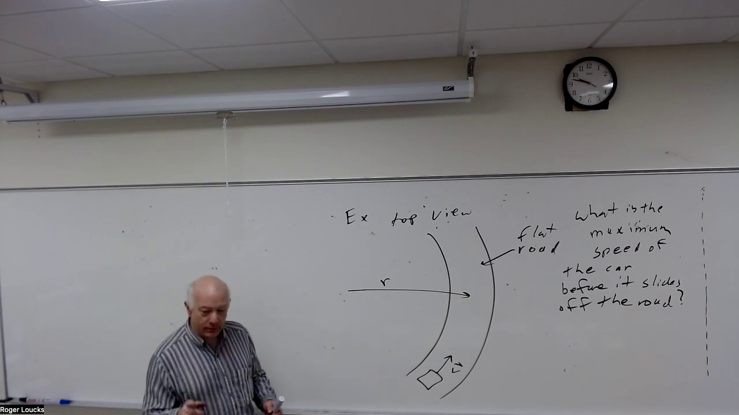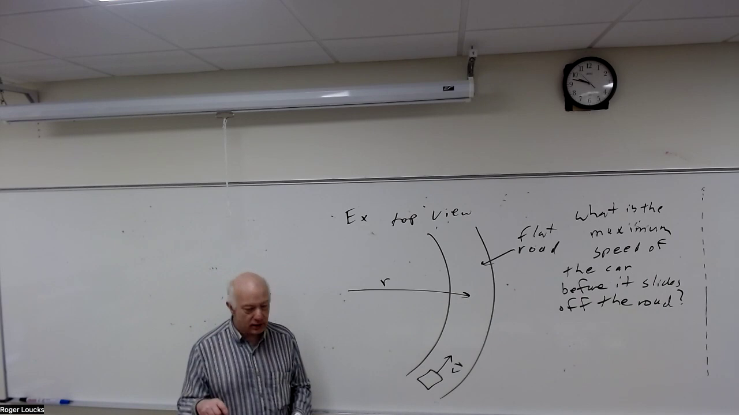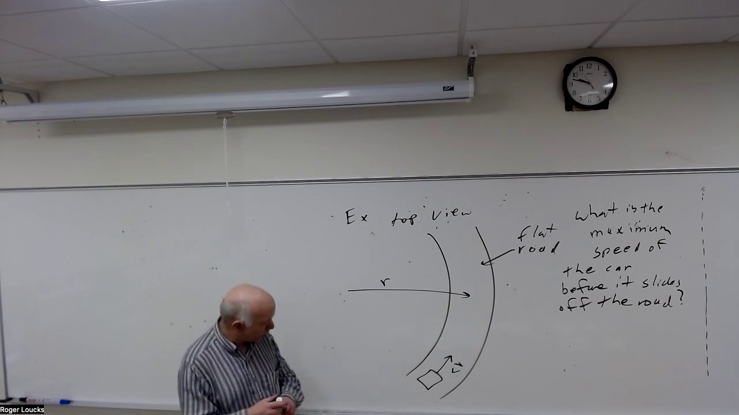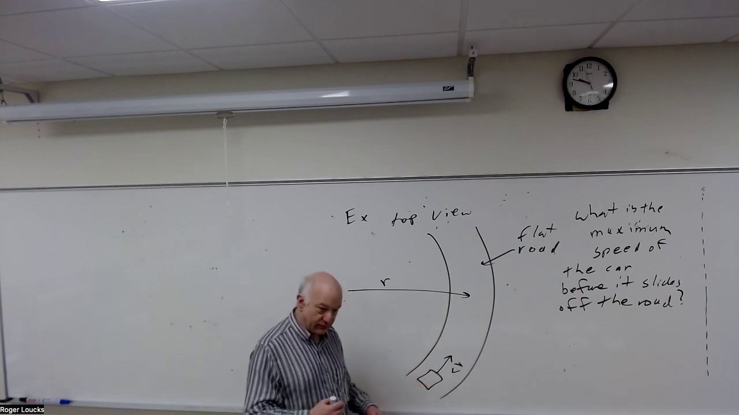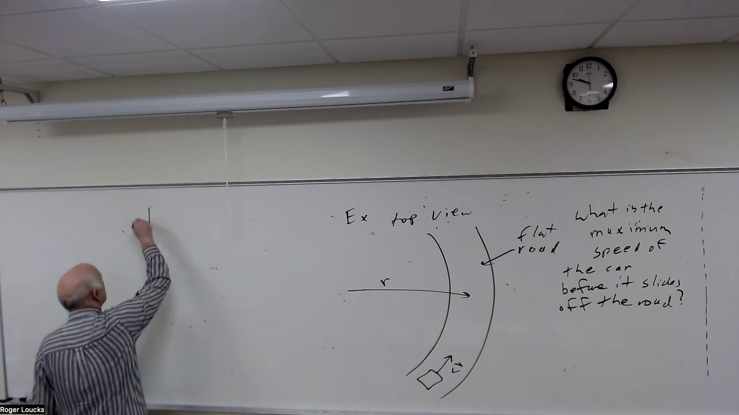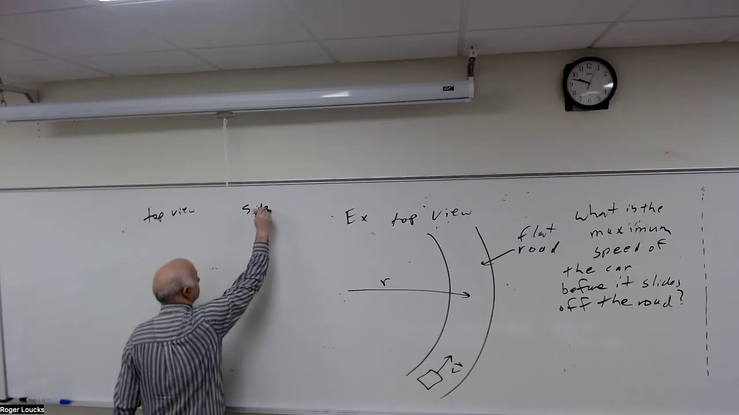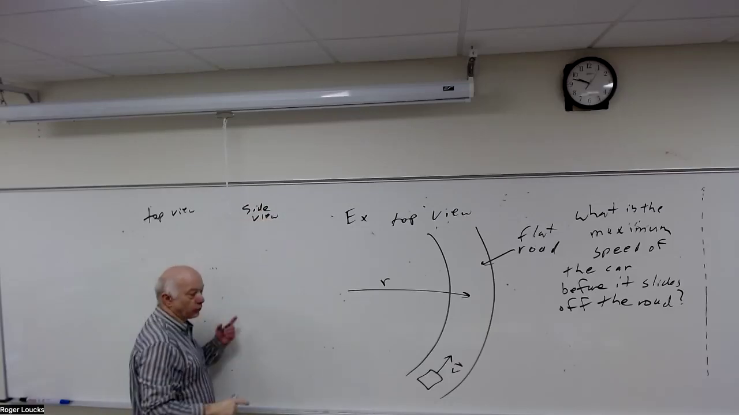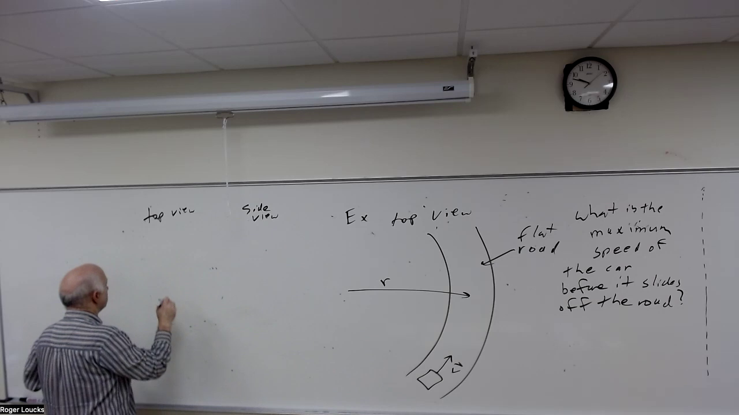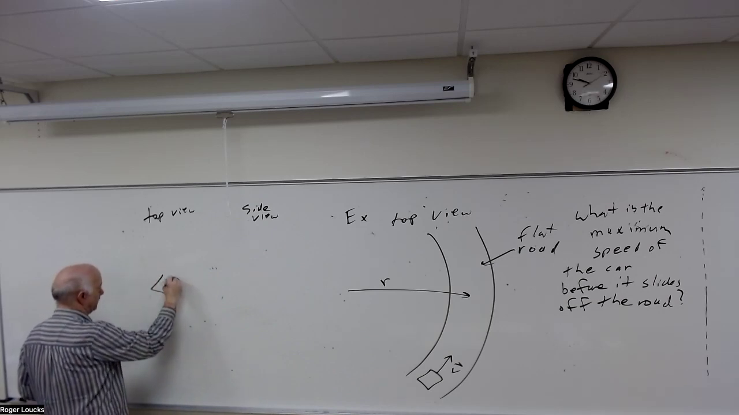Yes, it's a free body diagram. Now this one's going to be a little on the tricky side because I'm going to draw two different diagrams. I'm going to draw a top view, then a side view. So let's draw the top view, and then a side view, in other words, what you'd see from the road. So this is going to be the top view one. So this is here. Okay.